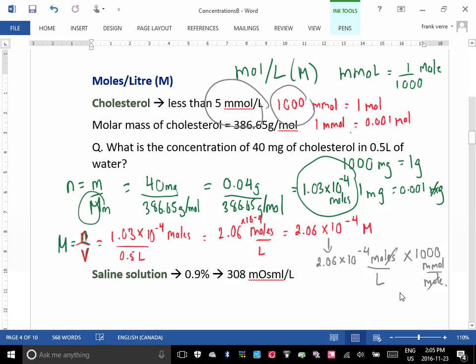That will get rid of the mole, and you're left with 2.06 times 10 to the negative 1, or 0.206 millimole per liter. 0.206 is less than 5, so we're okay. This person would be fine.